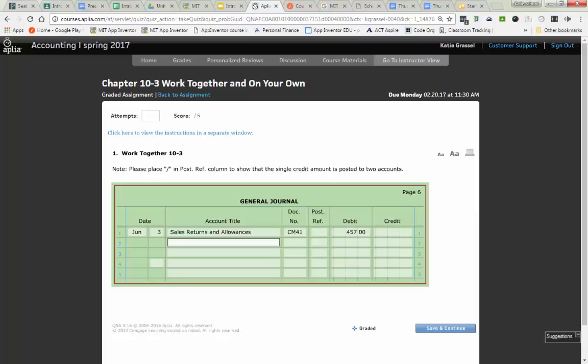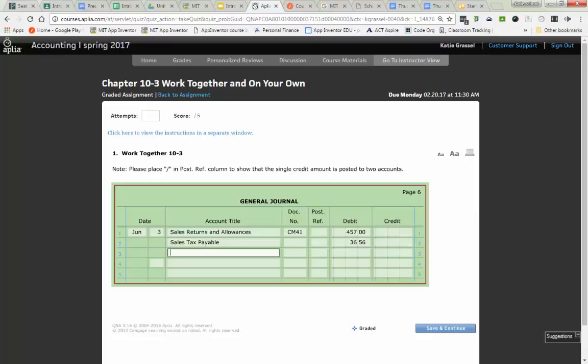The next line that we have to put on is going to be sales tax payable. And I'm going to debit sales tax payable the amount of the sales tax of the original product, and that's going to be $36.56. So I have 2 debits now.